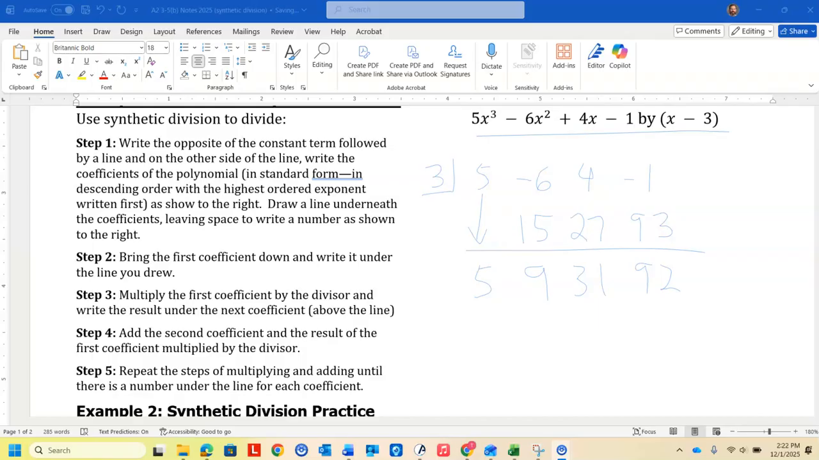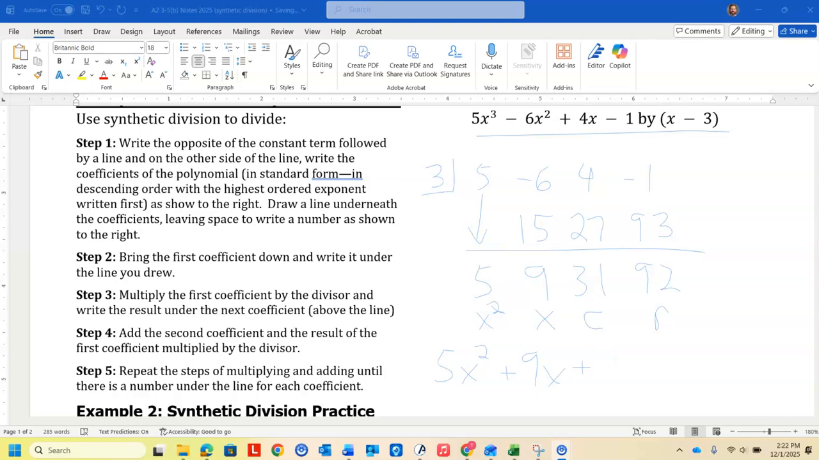Now, it did not end in a 0, and that's okay. The first example we did ended in a 0. That meant it was a factor. So this right here is my remainder, meaning that x minus 3 would not be a factor of that cubic, the 5x cubed, so on. But that's my remainder. Then just count your way up. So constant, x, x squared. So my answer would be 5x squared plus 9x plus 31.